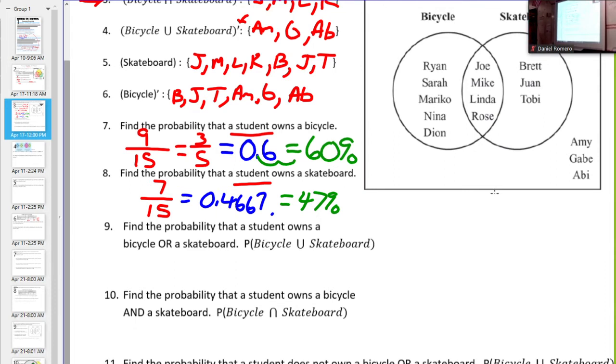Find the probability that a student owns a bicycle or a skateboard. So we're still just looking at all students. Now, or implies a union. So how many are in the union of bicycle and skateboard? Well, there are 12 names inside either one. It gives me 4 out of 5 if I reduce, which as a decimal is 0.8. I was gonna ask Chris, but I think Chris already knows, so I'll just ask as a percentage.